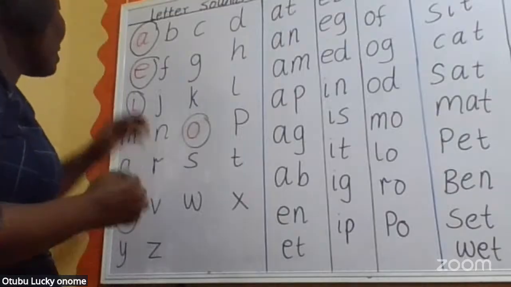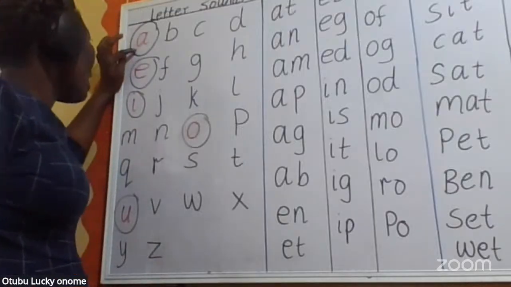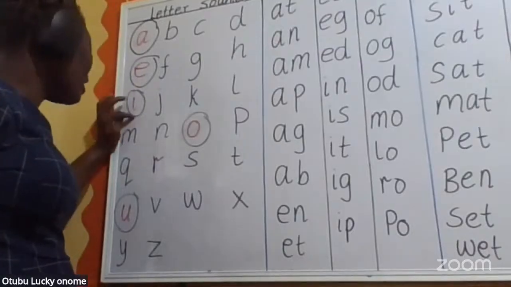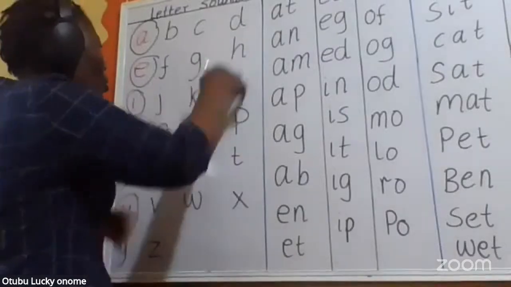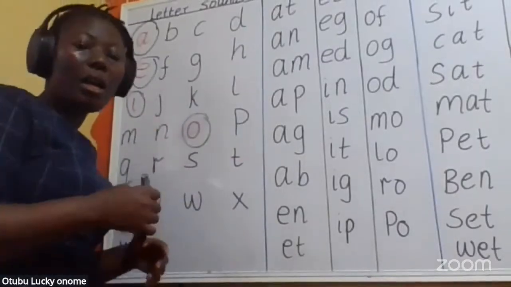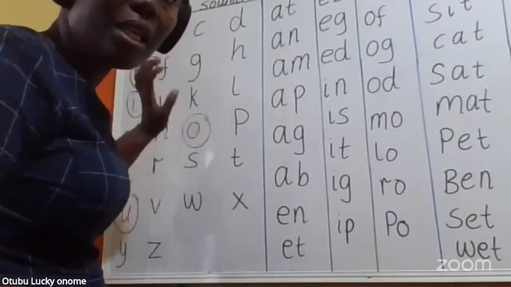These letters I circled are called vowel letters. The R, the E, the O, and the O. They are vowel letters. What are the other ones? These other ones are called consonant letters.